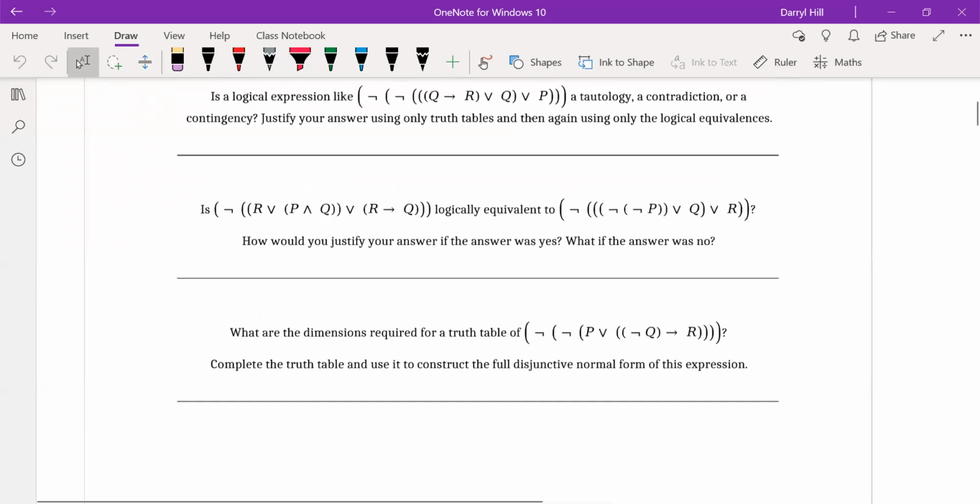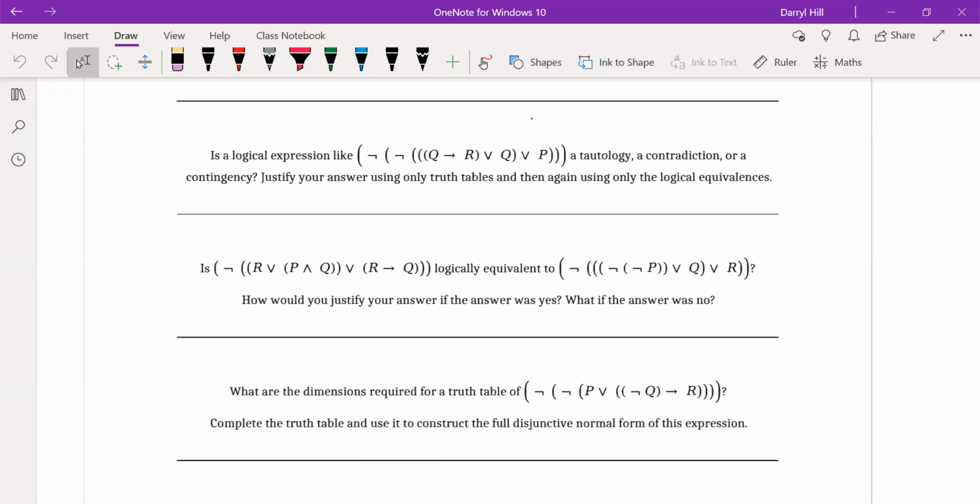So these are the logic expressions, logic questions. So is this a tautology, a contradiction, or a contingency? Justify your answer using only truth tables, and again, using only logical equivalences. So to do that with a truth table would be quite simple, right? So you do the truth table, and then the final column, which should have this expression. If it's all true values, then it's a tautology. If it's all false values, it's a contradiction. And if it's a mix, then it's a contingency, right?